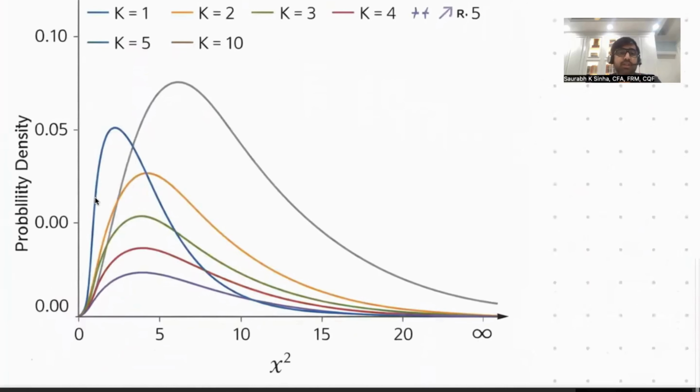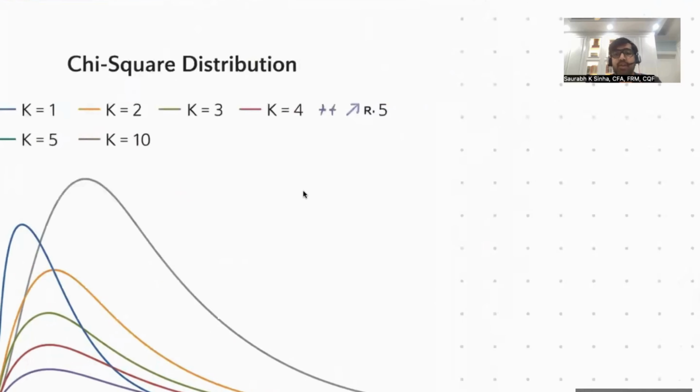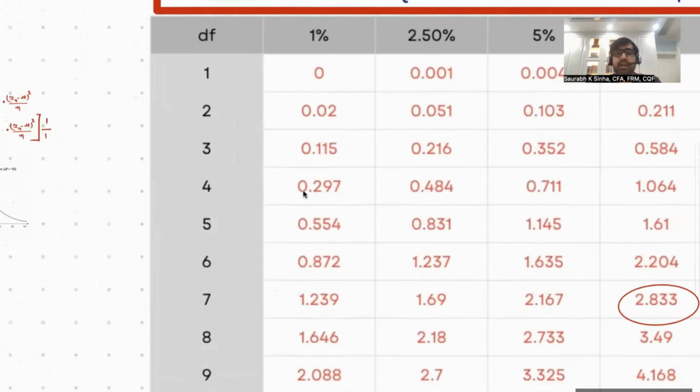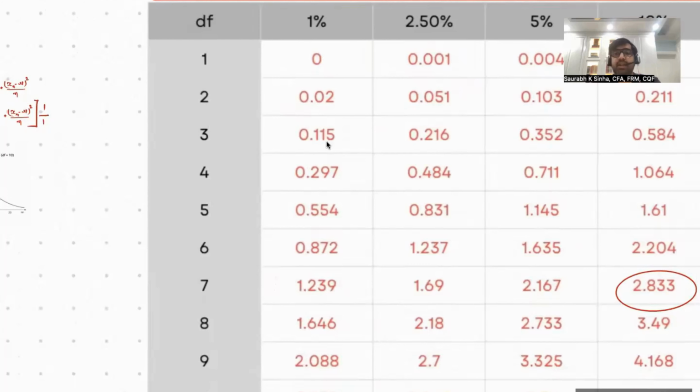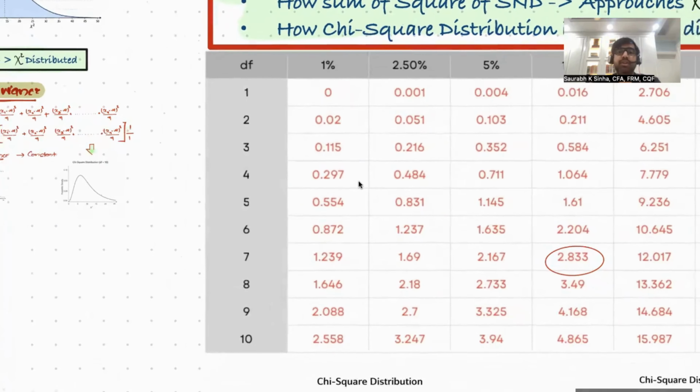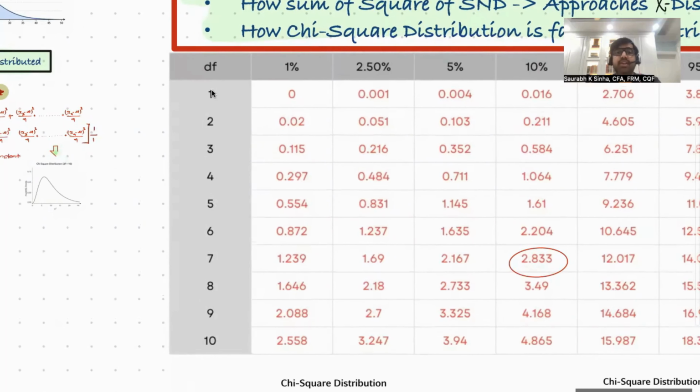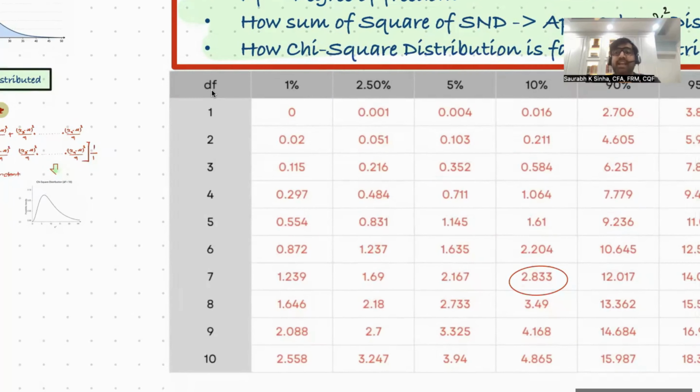For k equal to 1, this is the shape. For k equal to 2, this yellow line is the shape. For k equal to 3, this green line is the shape of chi-square distribution. And every row in this chi-square table represents one specific shape of chi-square distribution. This is critical. And what is this degree of freedom? Degree of freedom is how many z you're adding up, how many standard normal variables you're adding up. Is it 1? Is it 2? Is it 3? Is it 4?